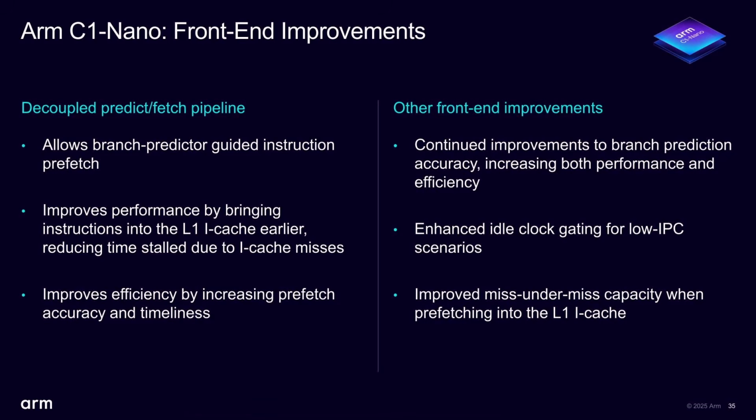So that's really good. Obviously ARM has a huge amount of data now from the Cortex-A76 onwards about how this really helps in a core, and they've now actually been able to bring it down into the Nano core and thus improve performance and efficiency. Other front-end improvements also include improvements of the branch prediction, which increases both performance and efficiency as well.